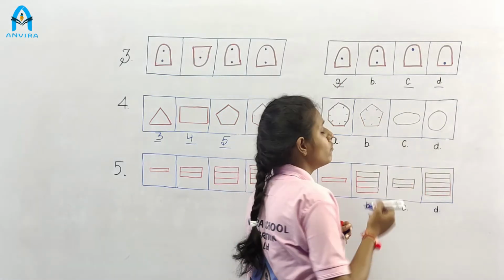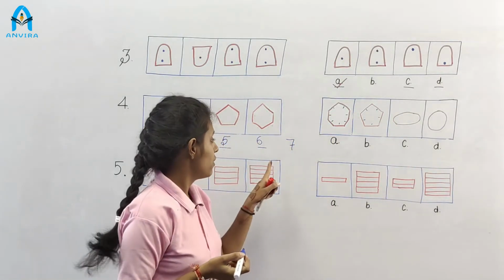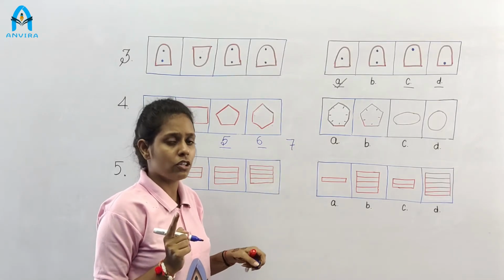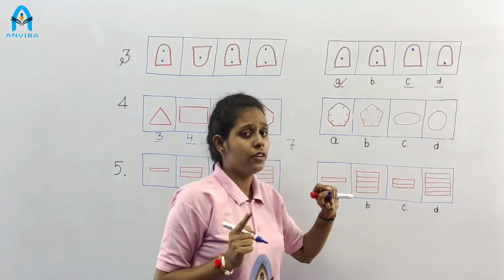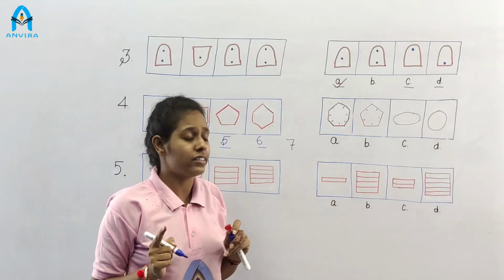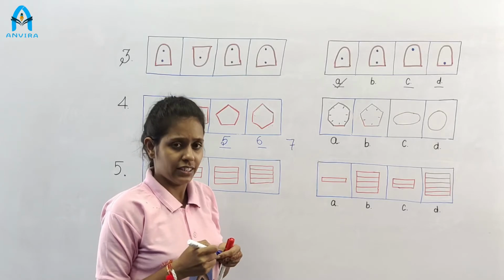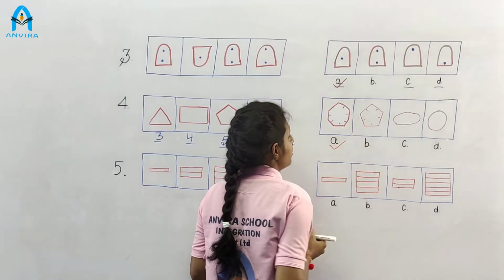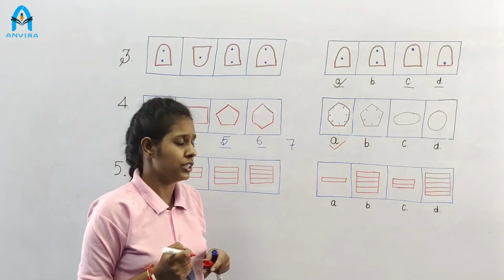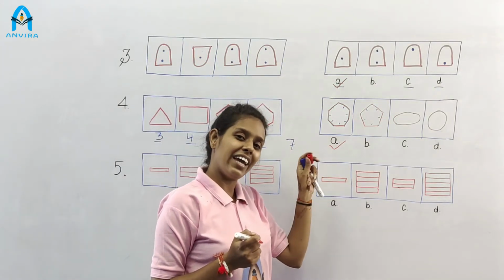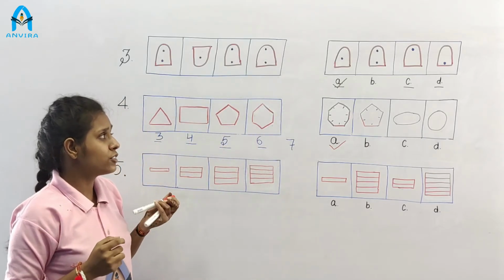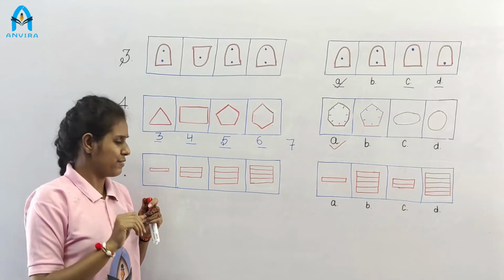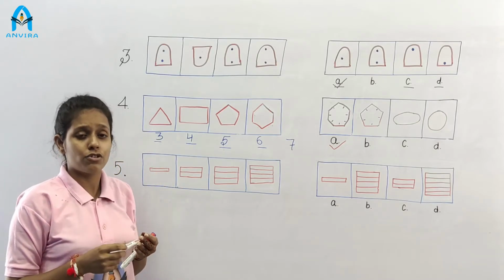So, tell me, which is our correct option? We need a 7-sided pattern, a heptagon. In which option do we find a 7-sided pattern? We find this in option A. So, our correct option is option A. Now, let's go to our next question. Question number 5. What do you find in this question?